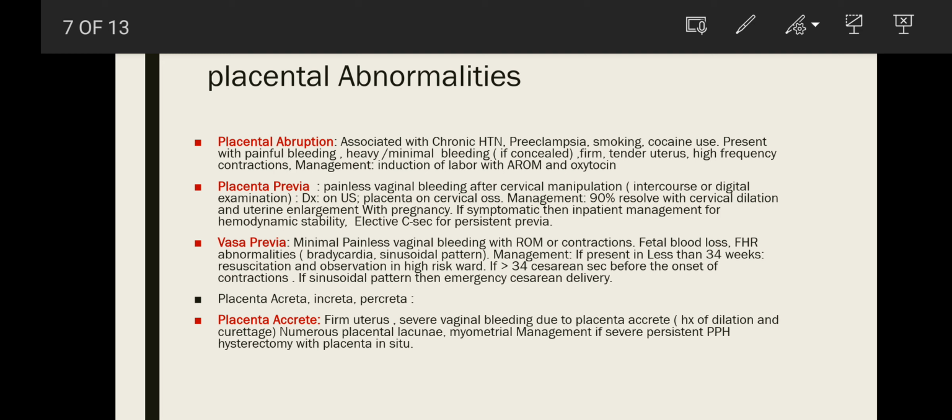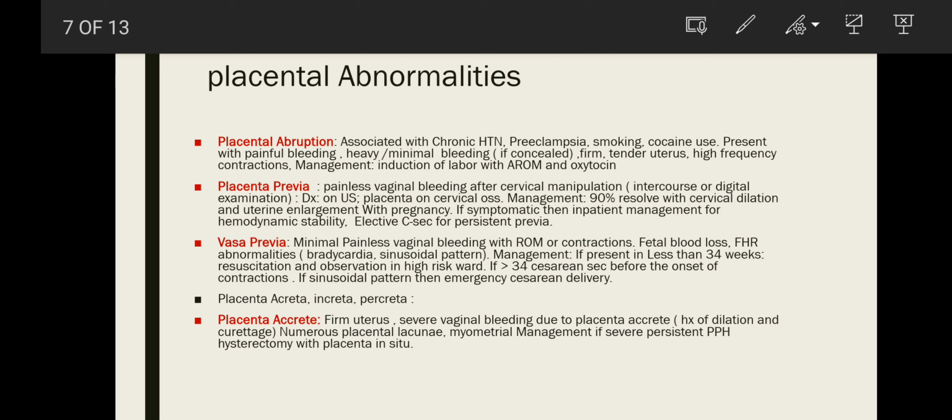So, in uterine rupture, there is heavy bleeding, abdominal pain, and a tender and firm uterus. We need to induce labor with artificial rupture of membrane and oxytocin. The second condition is placenta previa.